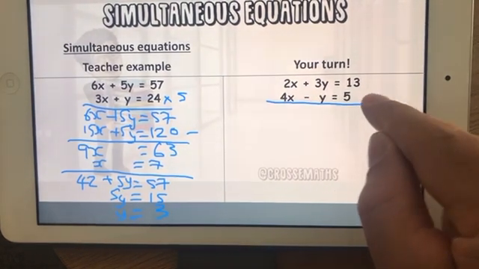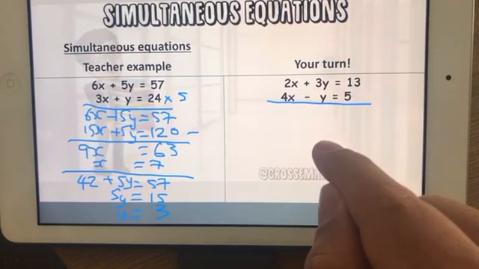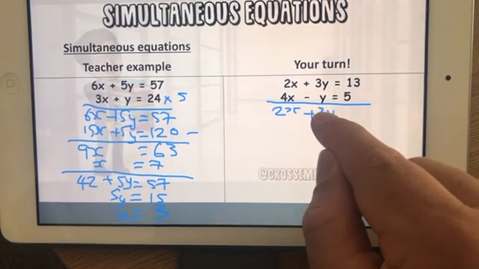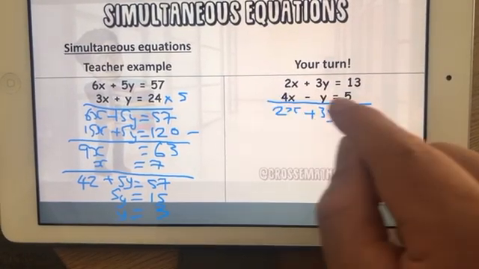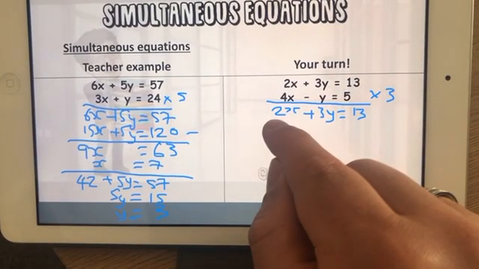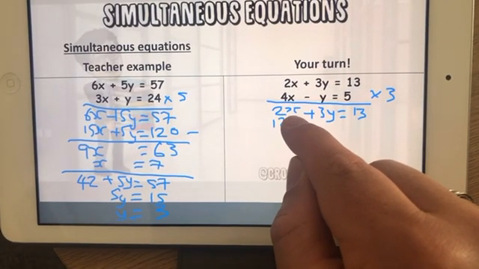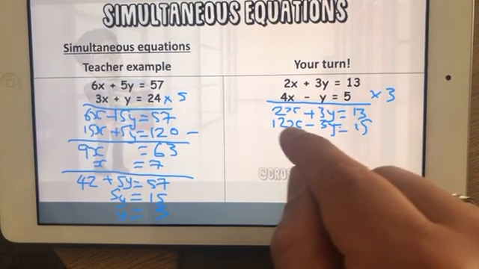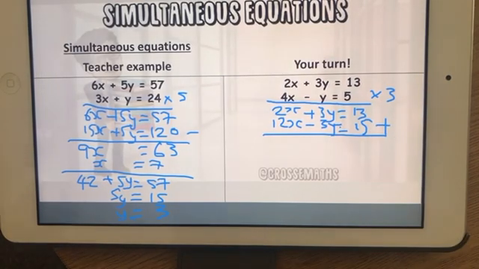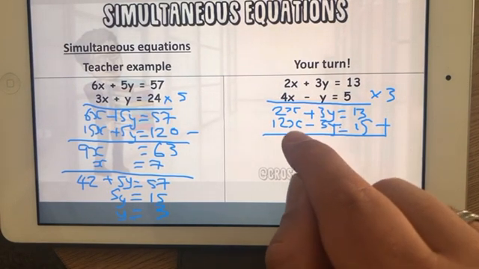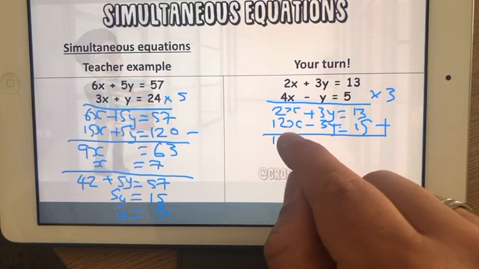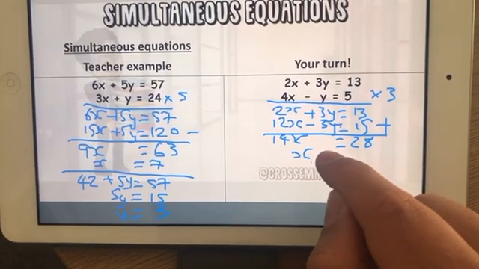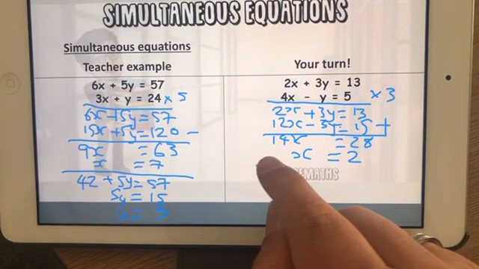Right then, so, okay, I want to scale the bottom one up. Again, I want to make them both into a 3. So the top one's going to stay as 2x plus 3y equals 13. The bottom one, I'm going to times all that by 3. I end up with 12x, take away 3y equals 50. Now, remember, difference is add, same as subtract. Okay, they're different, so I can add them together. If I add them together, I get 14x equals 28. If 14x is 28, x has to be 2. If you divide through by 14.